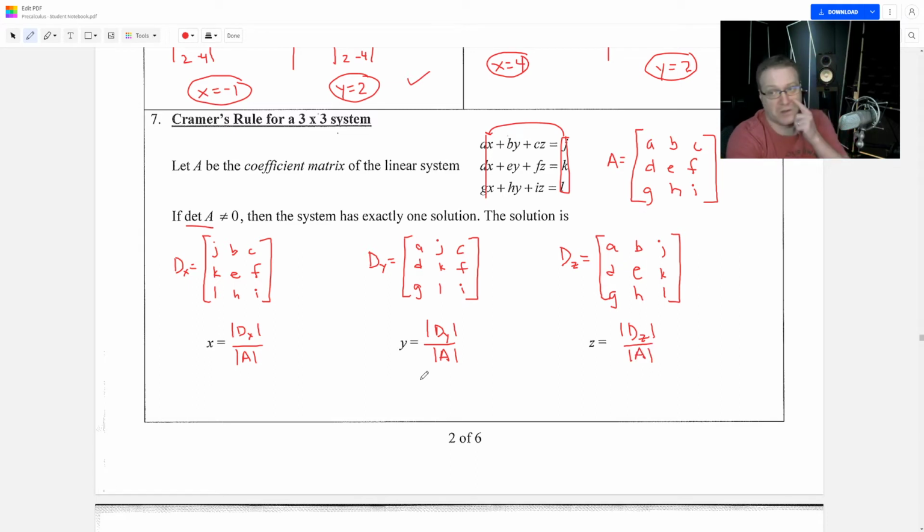Okay? So it requires us to find lots of determinants. We have to find the determinant for this one, this one, this one, and this one. We're going to have to find 4 determinants. But once we find those 4 determinants, it's easy to find x, y, and z. We can solve for it. So we're going to go ahead and move on to doing a couple of examples.